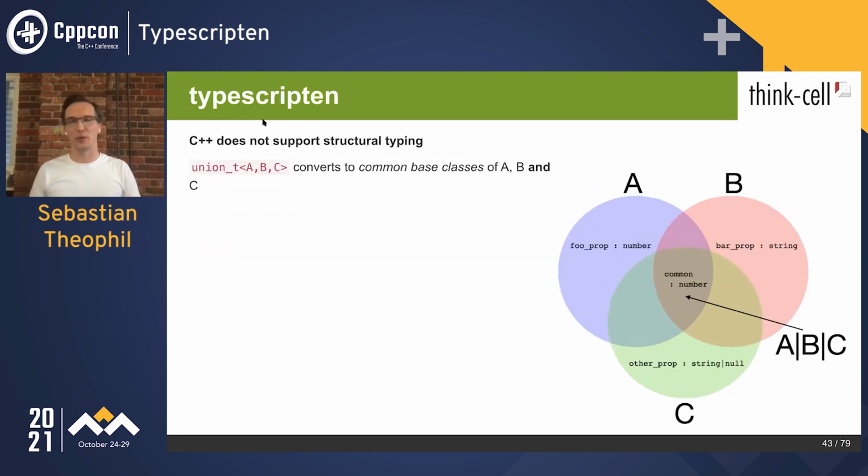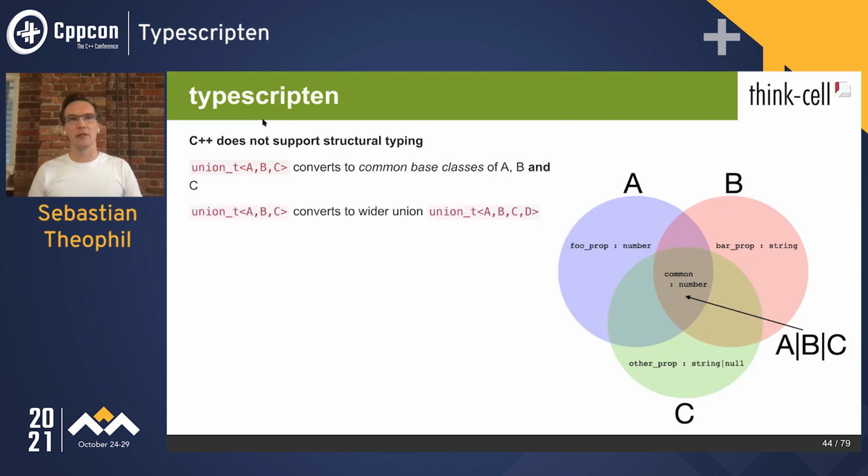C++ does not support structural typing. Still, there are a number of meaningful things that we can express in C++ that are still correct. So for example, we could say a union of A, B, or C can convert to all the common base classes of A, B, and C. That would certainly be correct in TypeScript as well.